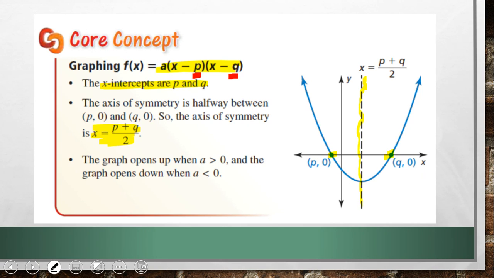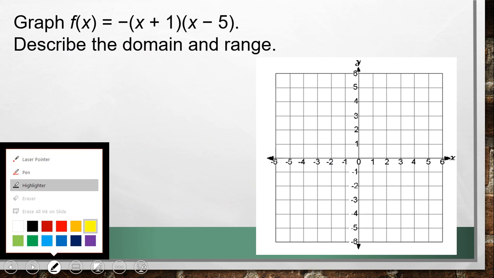Similar stuff dealing with a. When a is greater than 0, your graph is going to open up. And when a is less than 0, your graph is going to open down, which you should know by now. So let's look at an example here.